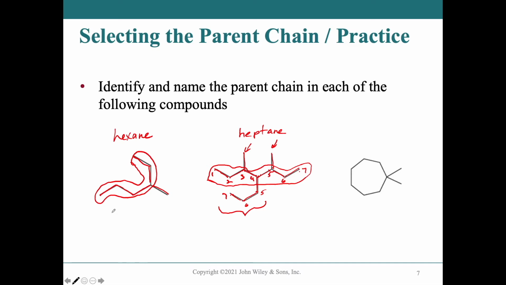There we go, back to pen. And then you could name it like this, which is probably more accurate. 1, 2, 3, 4, 5, 6, 7. So you could say it's actually a cycloheptane.